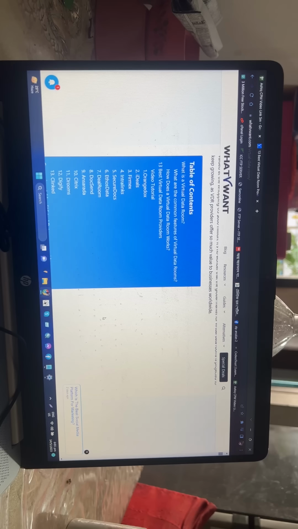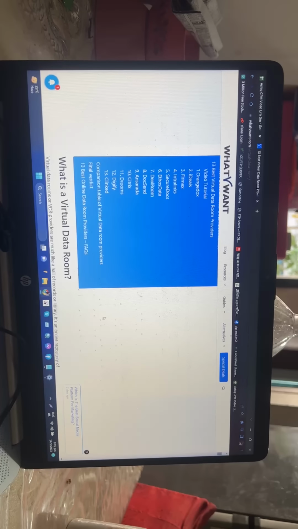iDeals, FireMax, Interlinks, SecureDocs, Ethos Data, DealRoom, DocSend, Ansarada, Drooms, Digify, Clickd.